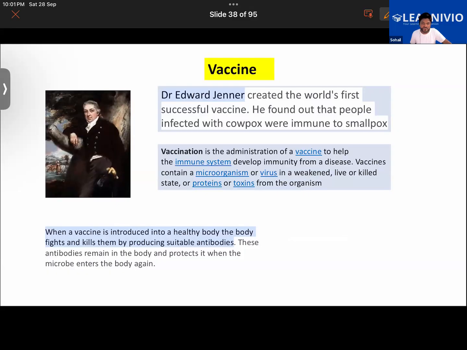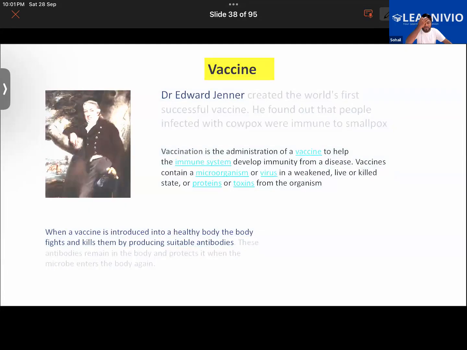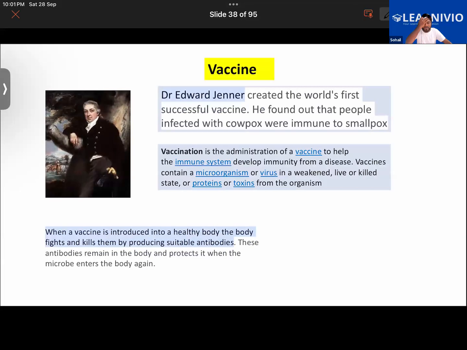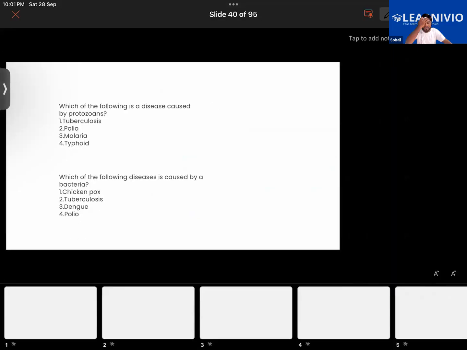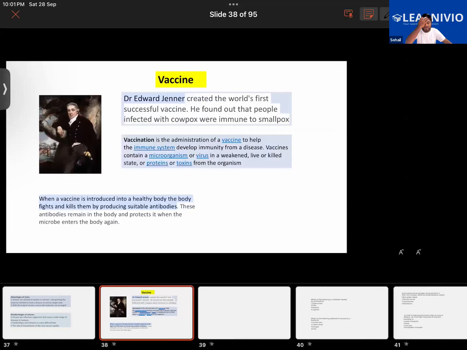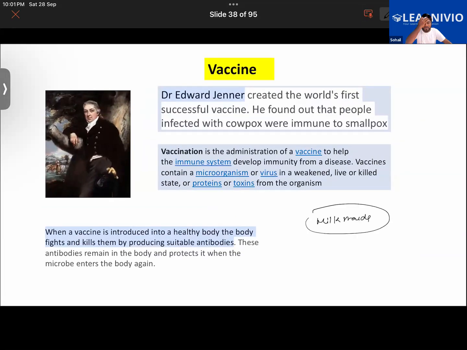Then when we talk about vaccines, Dr. Edward Jenner was the first person to have made the first vaccine of the world. Getting what I'm trying to say? Yes, sir. So he created the world's first successful vaccine. He found out that the people who were infected with cowpox became immune to smallpox. Basically, they were milkmaids. The milkmaids who were working with the cows were infected with cowpox, but they became immune to smallpox.